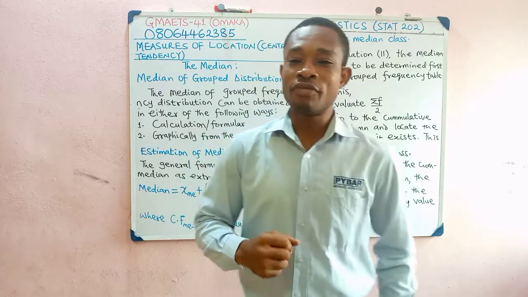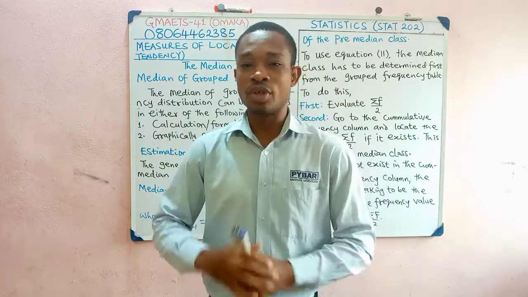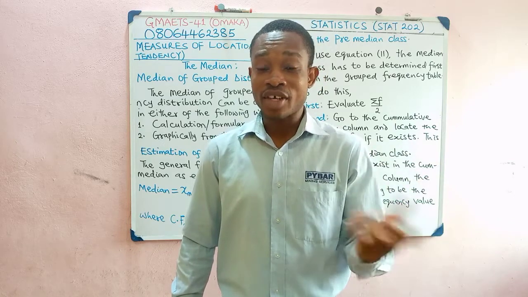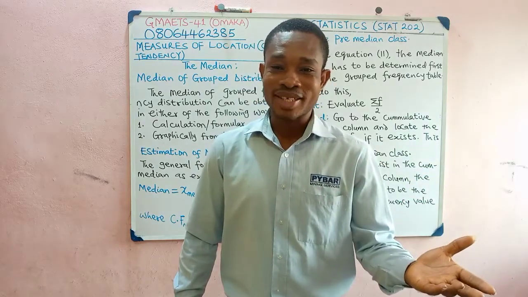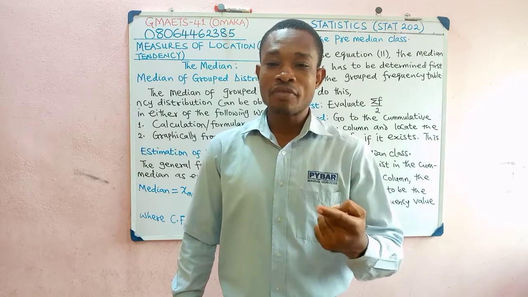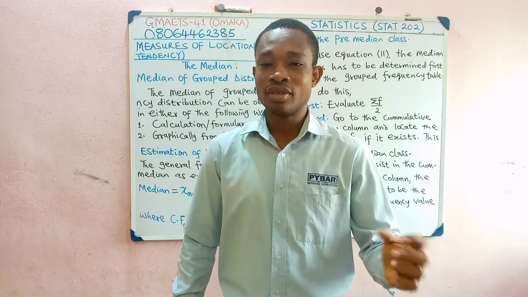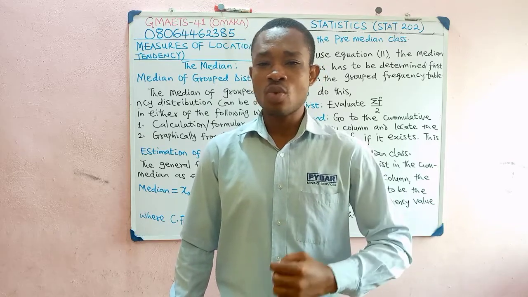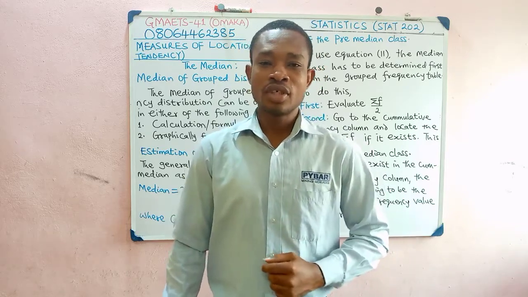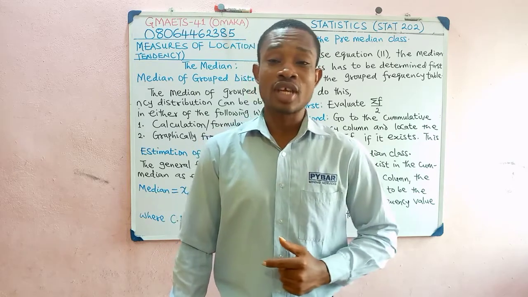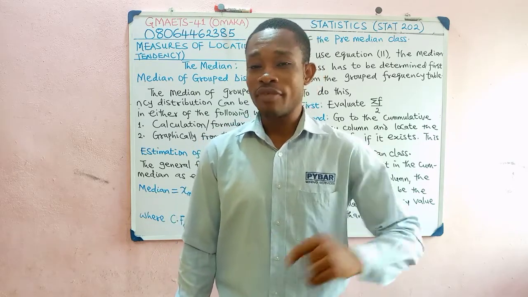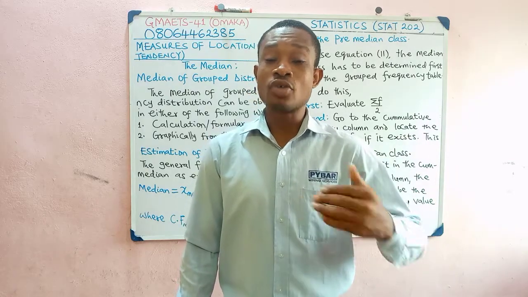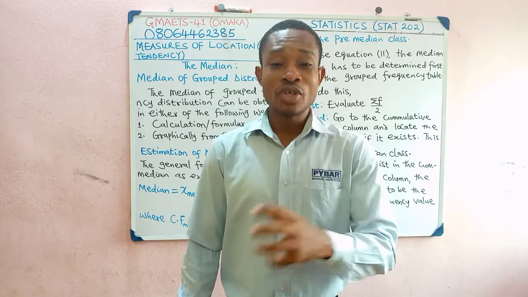To obtain the median for a grouped frequency distribution, one can go about it in 2 different ways and arrive at almost the same result. One method is by formula, the calculation method. The other method is graphical, where we obtain the median from the less than cumulative frequency curve, known as the Ogive curve. In this video, we are going to focus more on how to obtain the median using the formula.